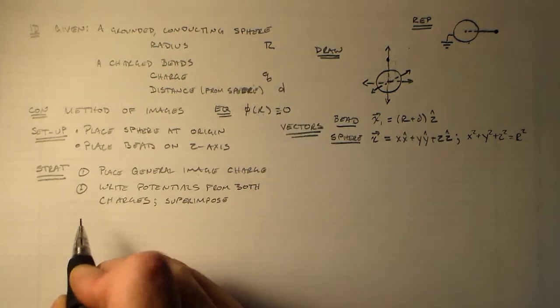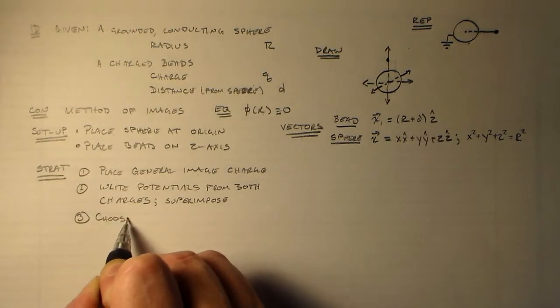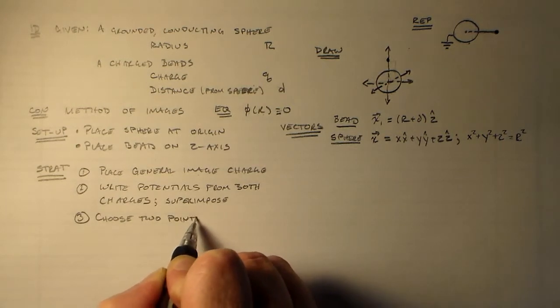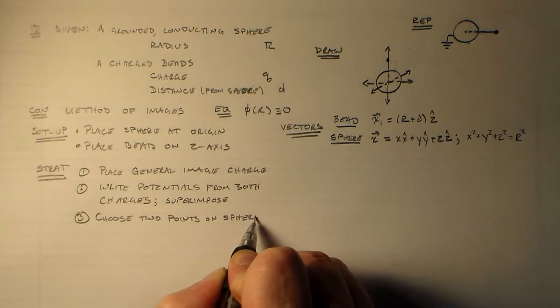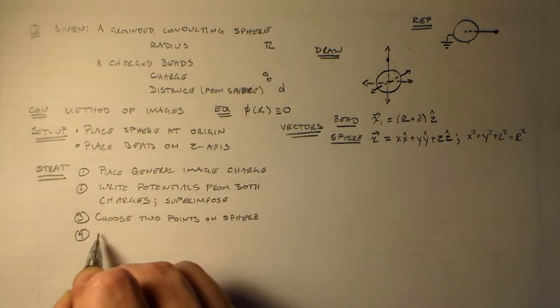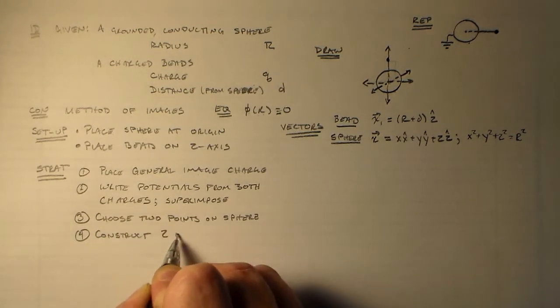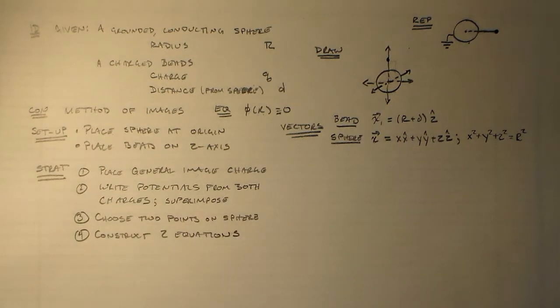Okay, so we're going to just have to choose 2 points on the sphere, and we'll talk about how and why we choose those 2 points. But we need 2 points on the sphere to create 2 equations, so we can get 2 unknowns. So then we'll construct those equations. All right. So everything's simple so far. I'm pretty sure that you're keeping up right now, right?